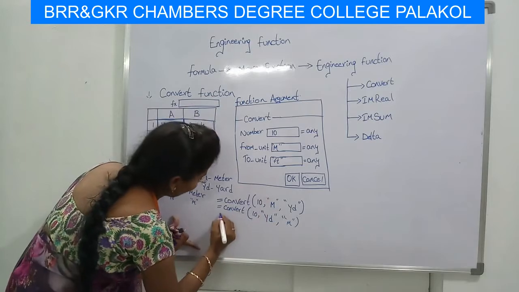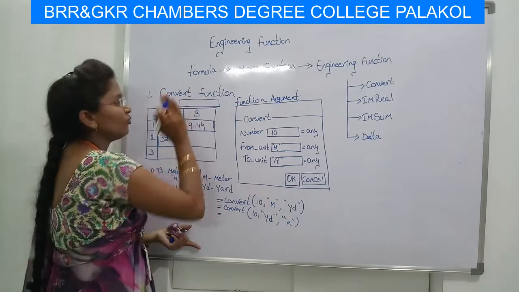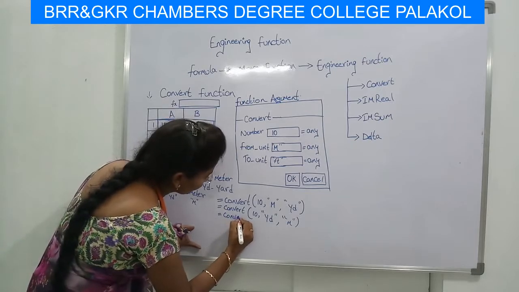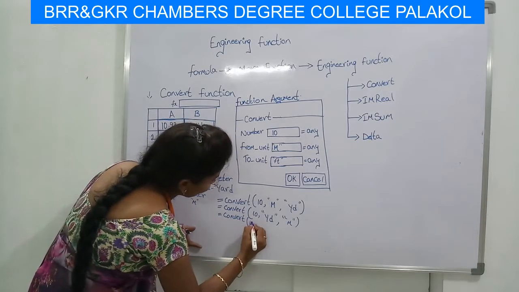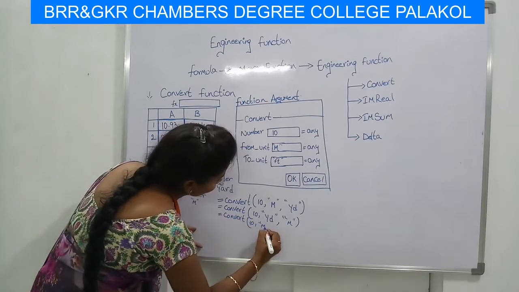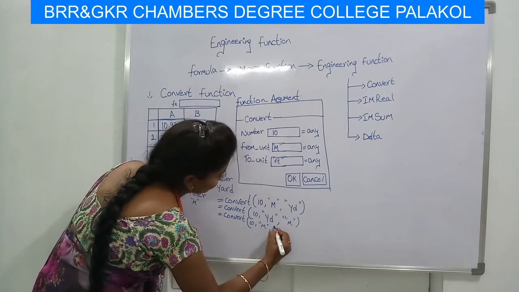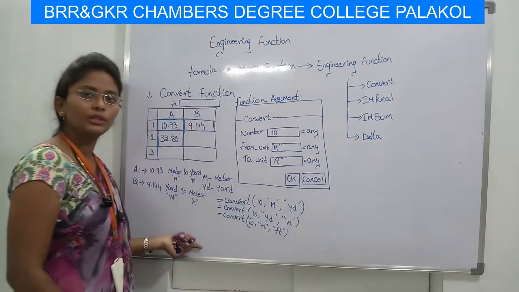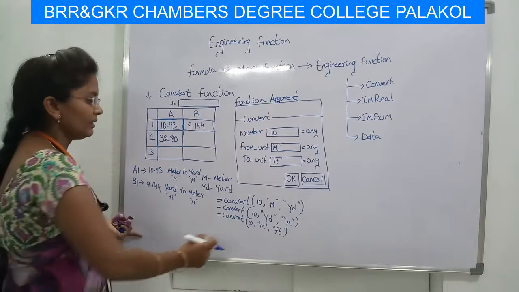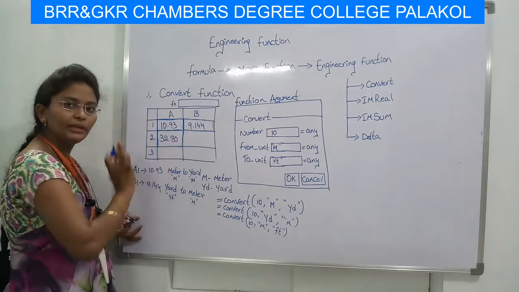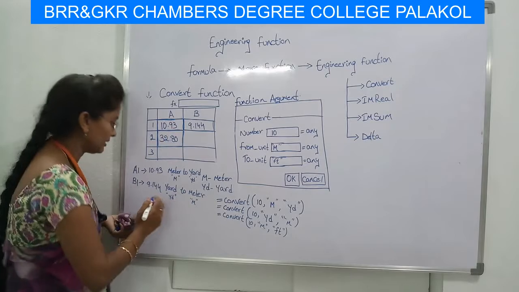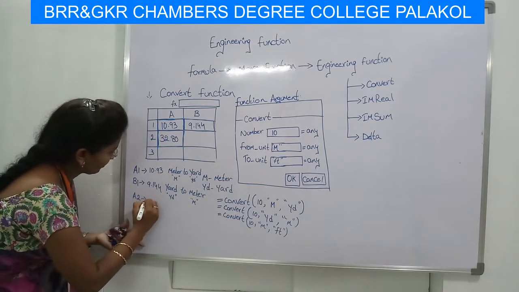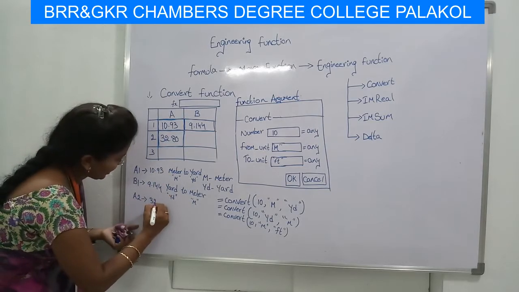This is one way, and the second way is entering the formula in the formula bar. That means CONVERT, then the same 10 numbers, comma, from unit is meter, and to unit is FT for foot, and closing the bracket. Press Enter. The formula will appear here and it will display the answer. Here in the A2 cell, the answer is 32.80.